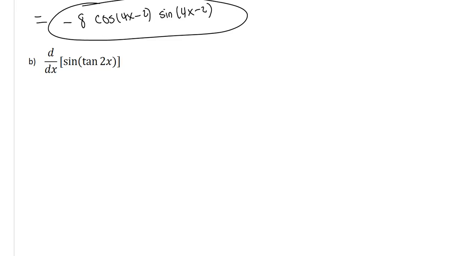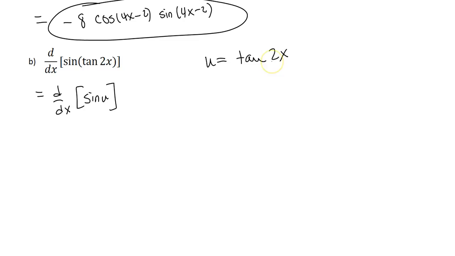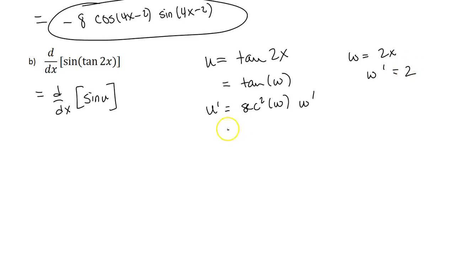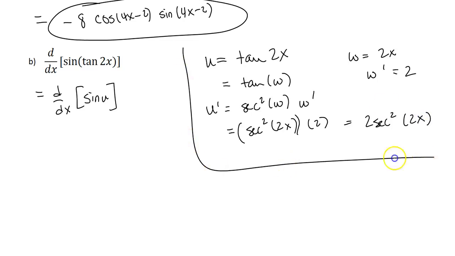Now similarly with this problem, the biggest thing that's going on is that we've got a sine. So this is the sine of u, where u is equal to the tangent of 2x. And in order to take the derivative of that, we need to know that this is the tangent of some w, where w equals 2x. So u prime is the derivative of tangent, which is secant squared of w times w prime. W prime is 2. So this is the secant squared of 2x times 2, or 2 secant squared of 2x.